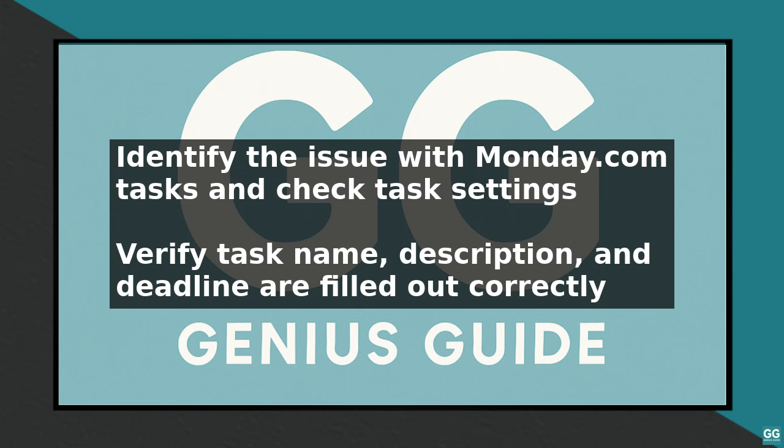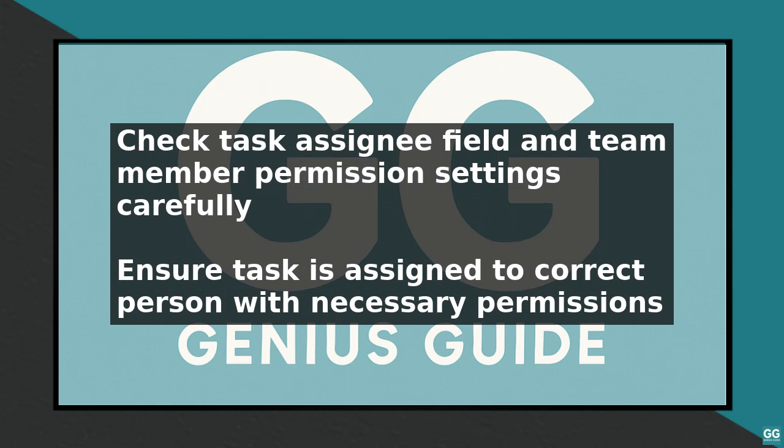Next, verify that the task is assigned to the correct person and that they have the necessary permissions. You can do this by checking the task's assignee field and the team member's permission settings.